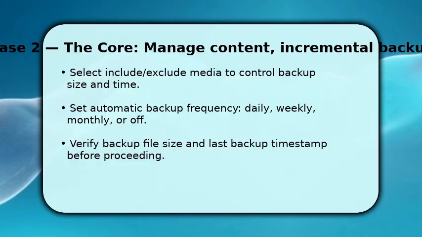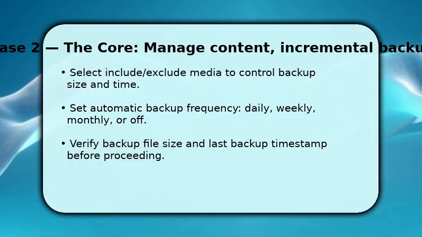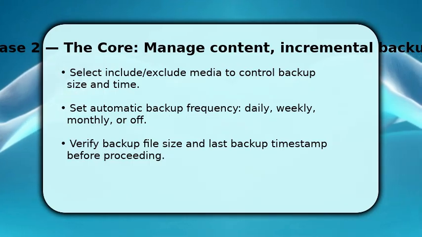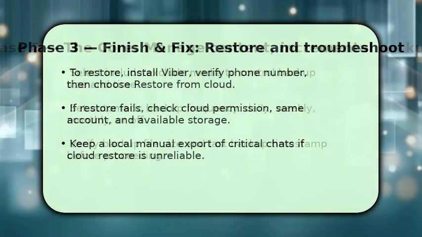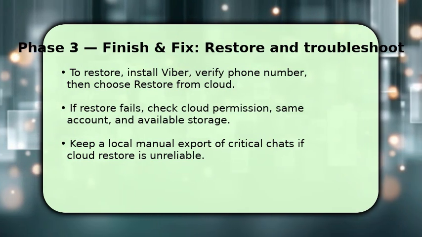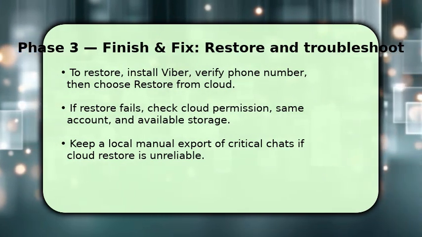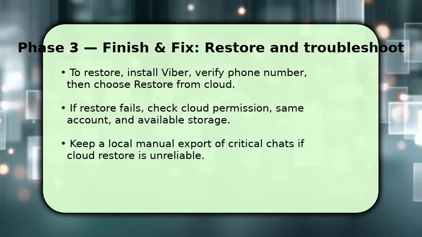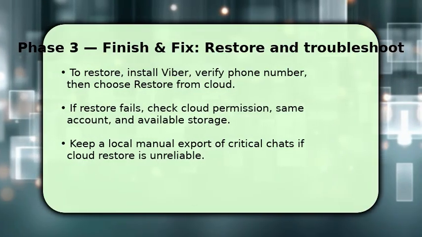You should also confirm the last backup timestamp and file size after automatic runs, so you know new messages are being appended and nothing is missing. To complete a restore, install Viber on the target device, verify your phone number, and accept the prompt to restore from your cloud backup. The app will download messages and media.